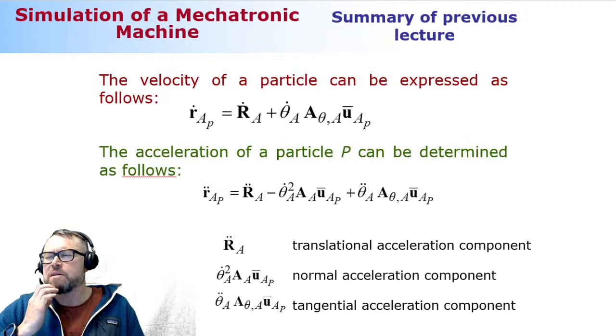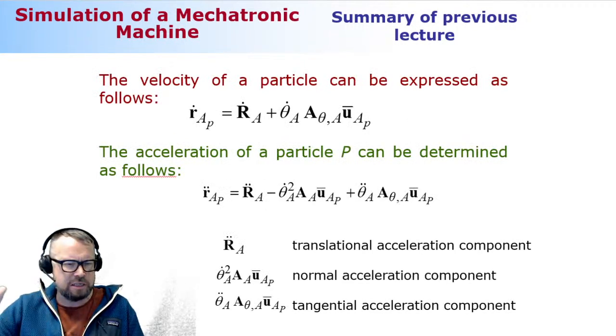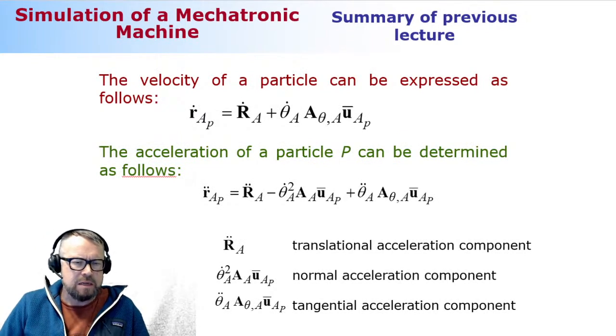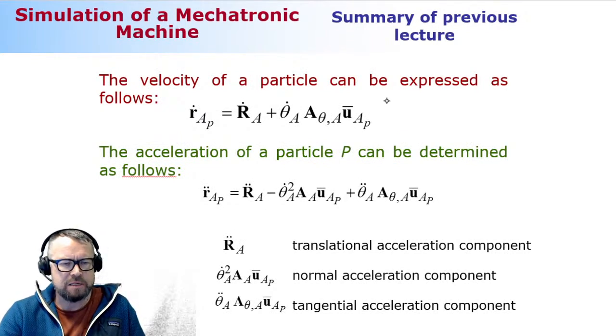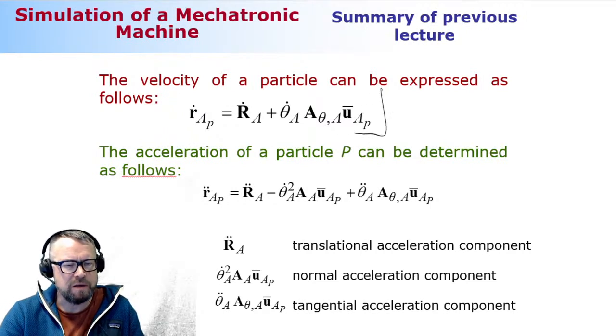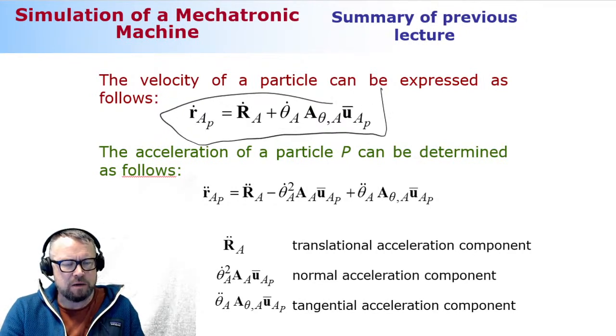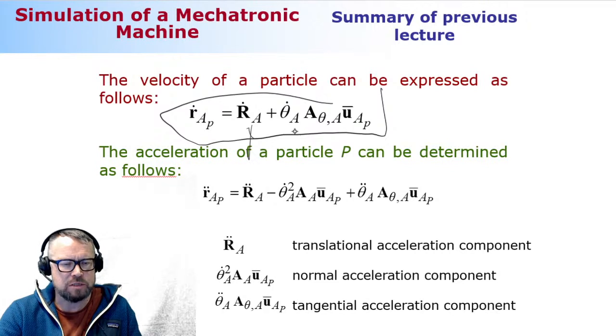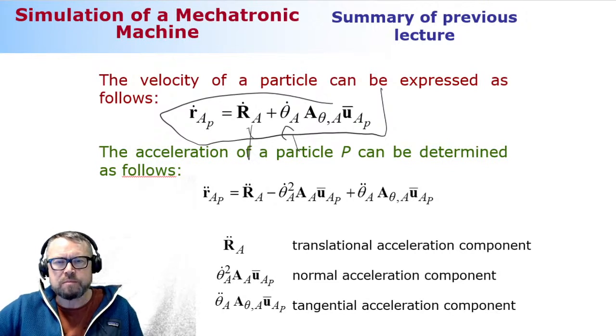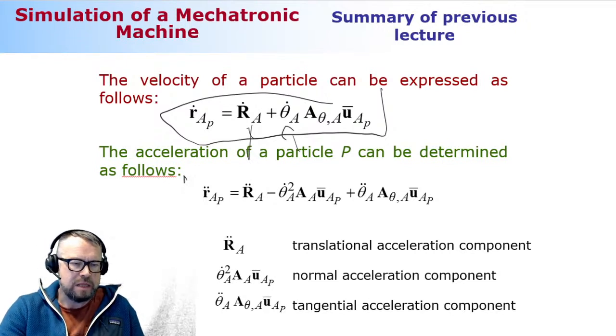Okay, still a little bit of summary of what we discussed last week. This is going to be brief. Last week we looked at the definition of the velocity of a particle. And we concluded that the velocity consists of two components: a translational velocity and a component that is associated with angular velocity. Then when you differentiate the velocity one more time with respect to time, you get the definition of the acceleration of a particle. And this is how that looked.